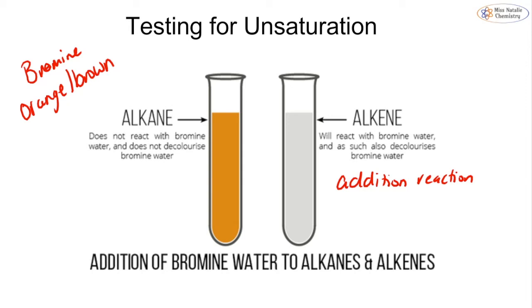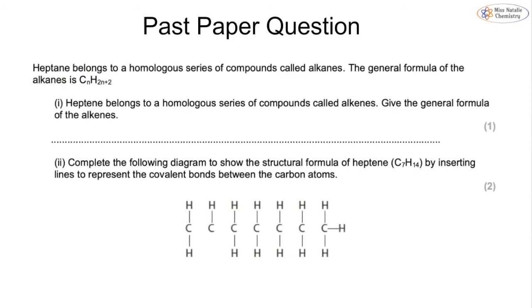Make sure that if you're saying that you see a colour change, you're specifying it's going from orange-brown to colourless. Remember, not clear. Clear doesn't mean colourless. There are two different words. So let's finish off by looking at some past paper questions.